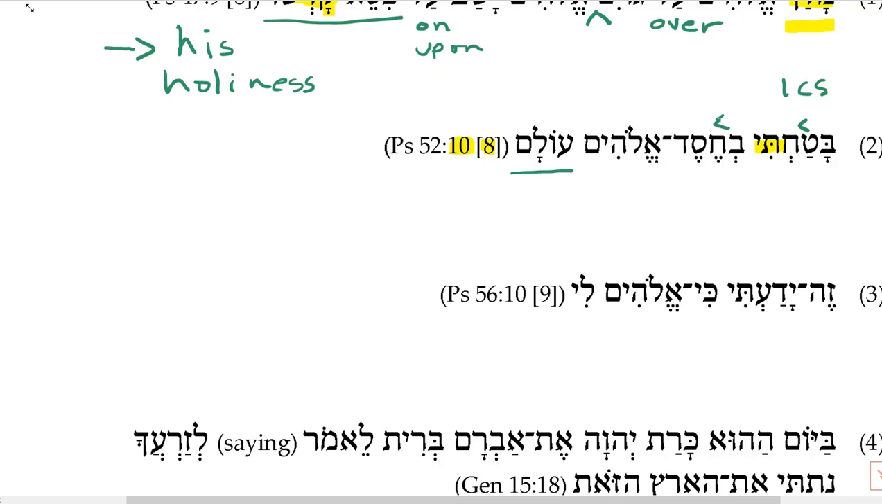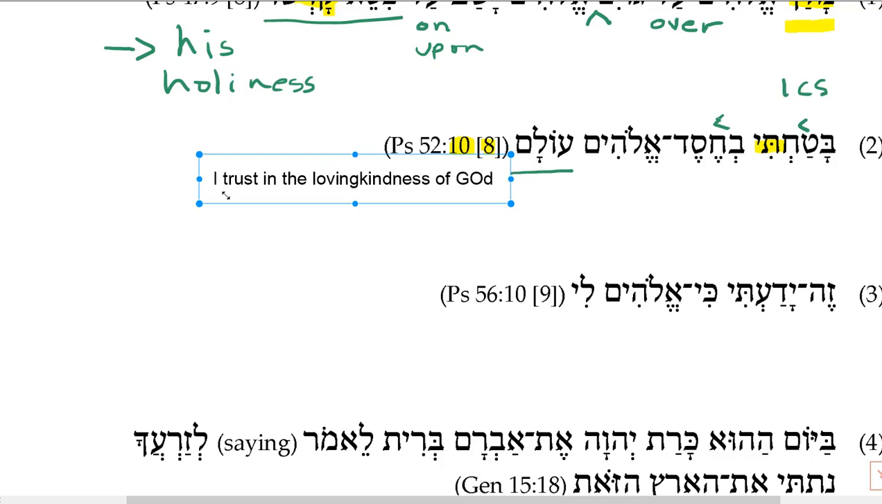So let me type that out. I trust in the loving kindness of God forever. It could be also, I have trusted in the loving kindness of God forever, but it might even be, I will trust in the loving kindness of God forever. The perfect is a little bit flexible, particularly in the Psalms, particularly in poetry. The perfect tense can be more flexible, and we look at it based on context. So I trust, or I will trust, or I have trusted in the loving kindness of God forever.